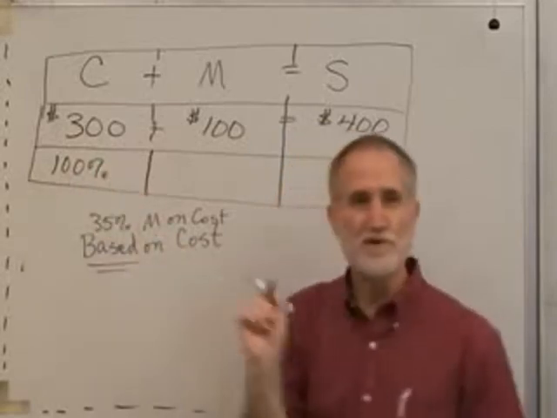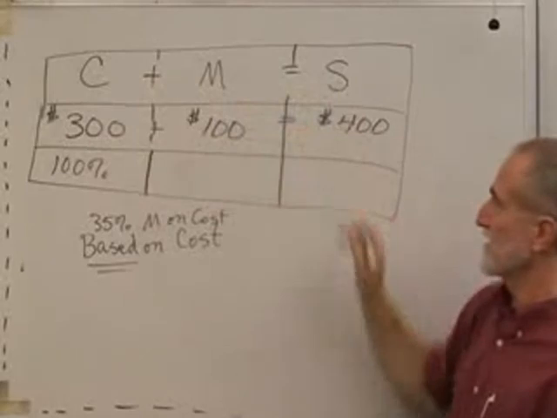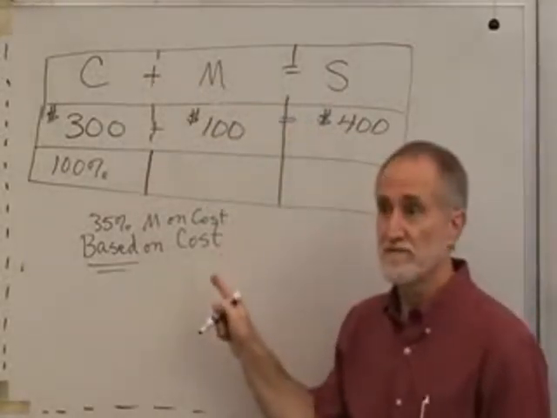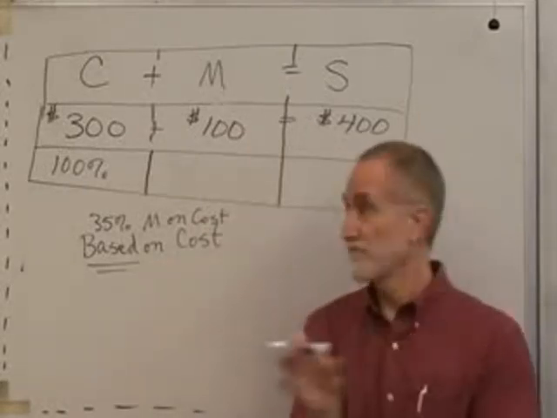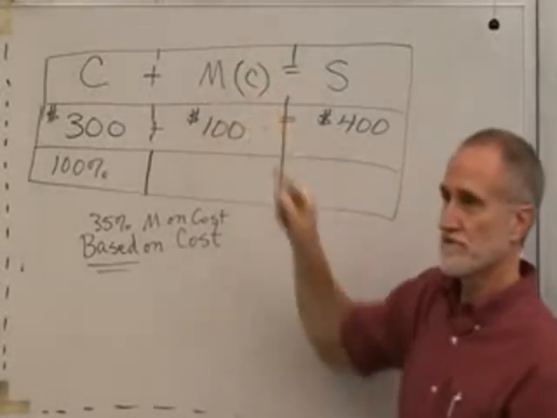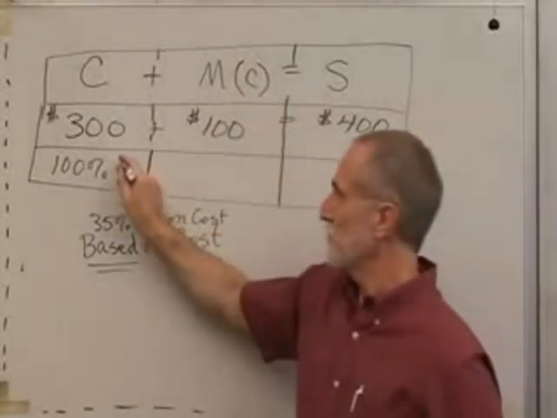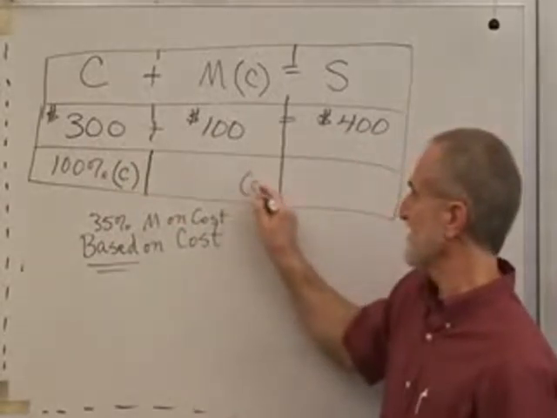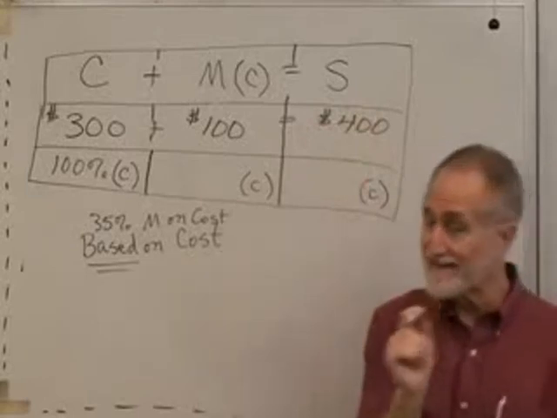The first thing I ever do in any of these problems, I use the formula cost plus margin equals selling price, and I look in the problem and say, what's the base? What comes after the word on? It's either going to be cost or it's going to be selling price. If it's cost, I put the letter C right here by the margin so that I remind myself that it's a margin based on cost. Then I put 100% under the cost and I put the letter C here, and here, and here. I put it all over the place so that I know that it's based on cost.